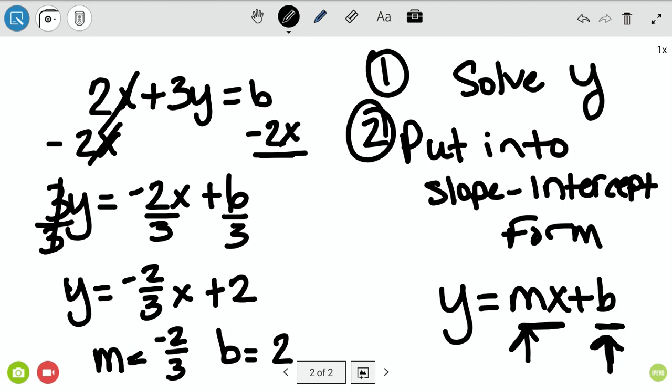So if I were to ask you, just looking at our jump start, 2x plus 3y equals 6, what's the slope and what's the y-intercept? You would have to put it in slope-intercept form, and then you would have to figure out what's in the m spot and what's in the b spot. And we'll do a couple of these.